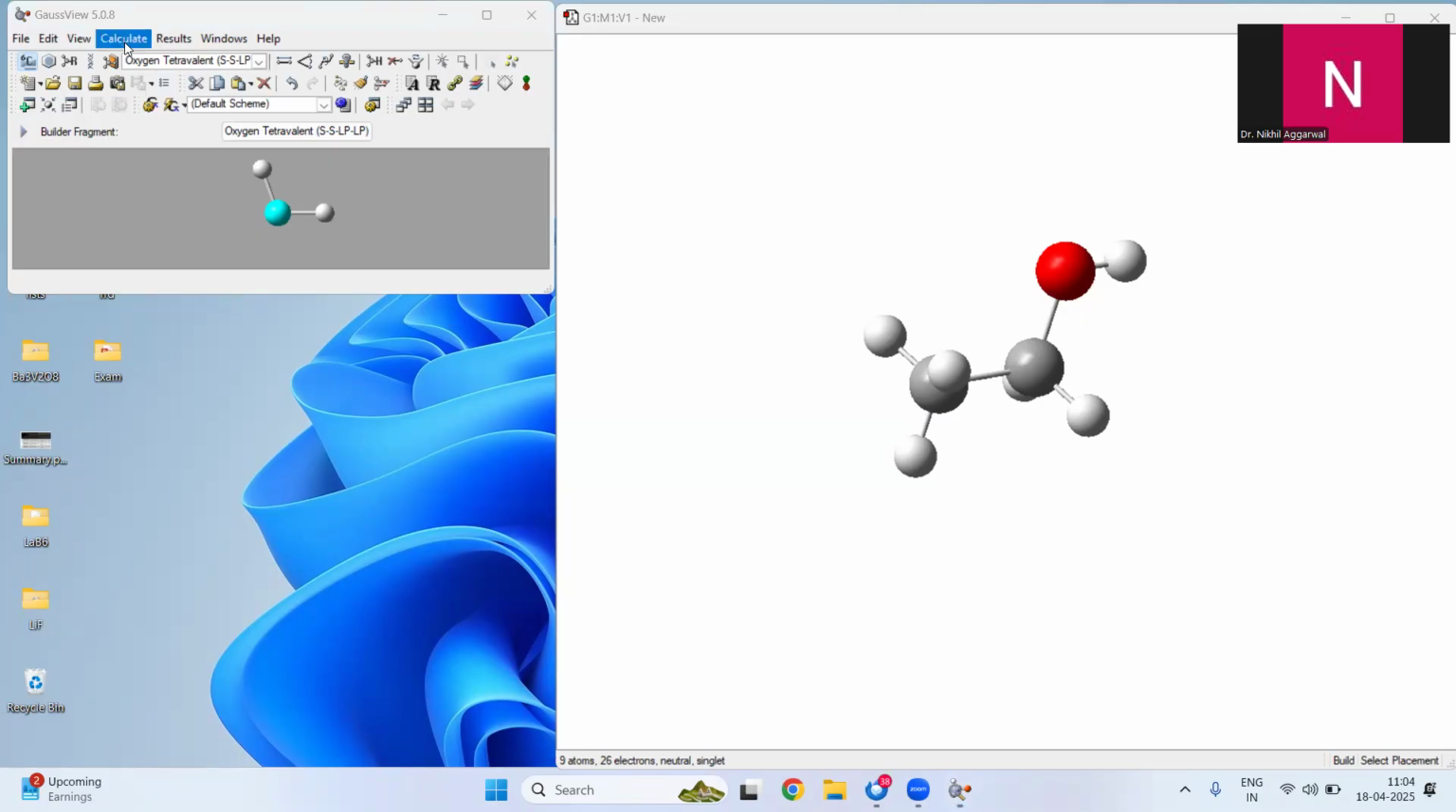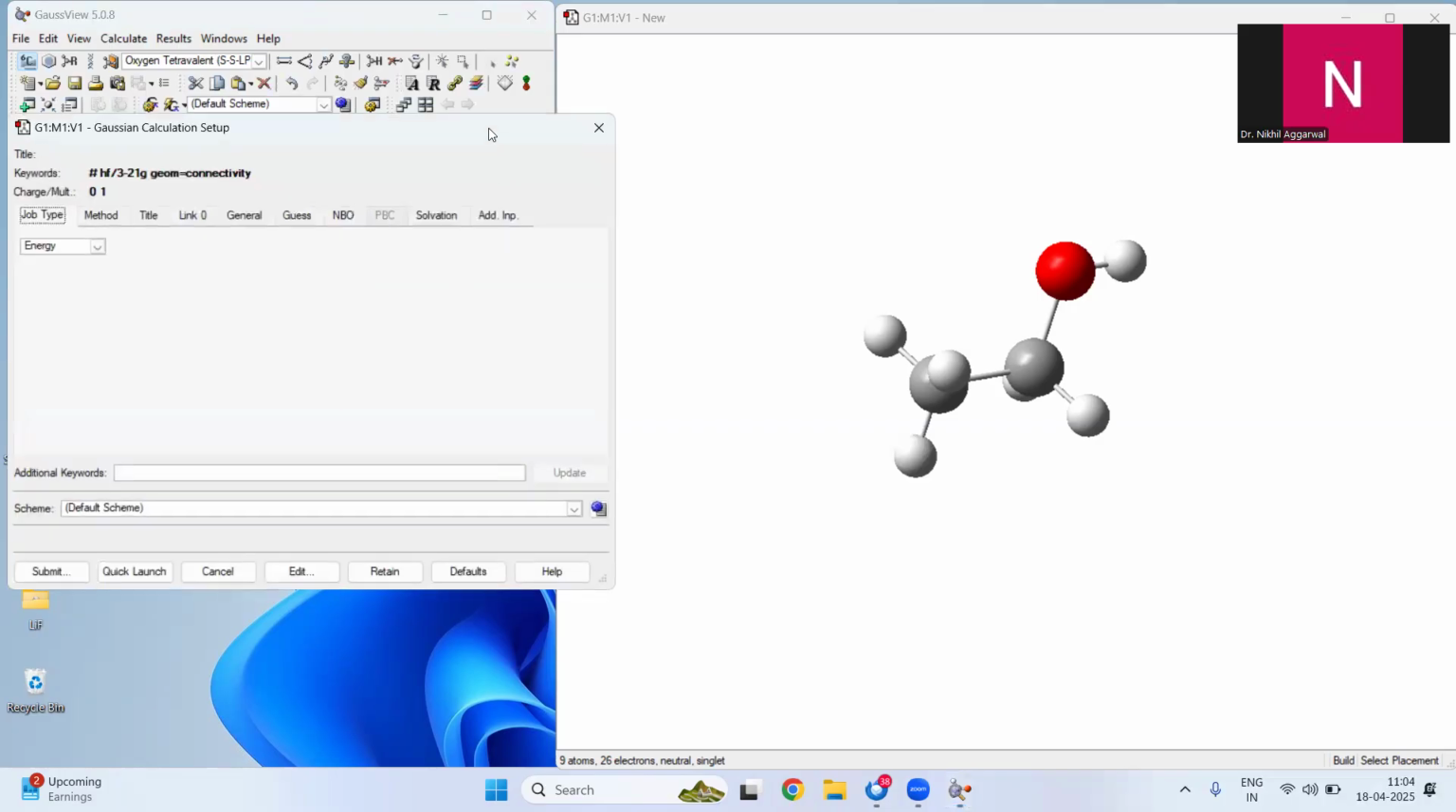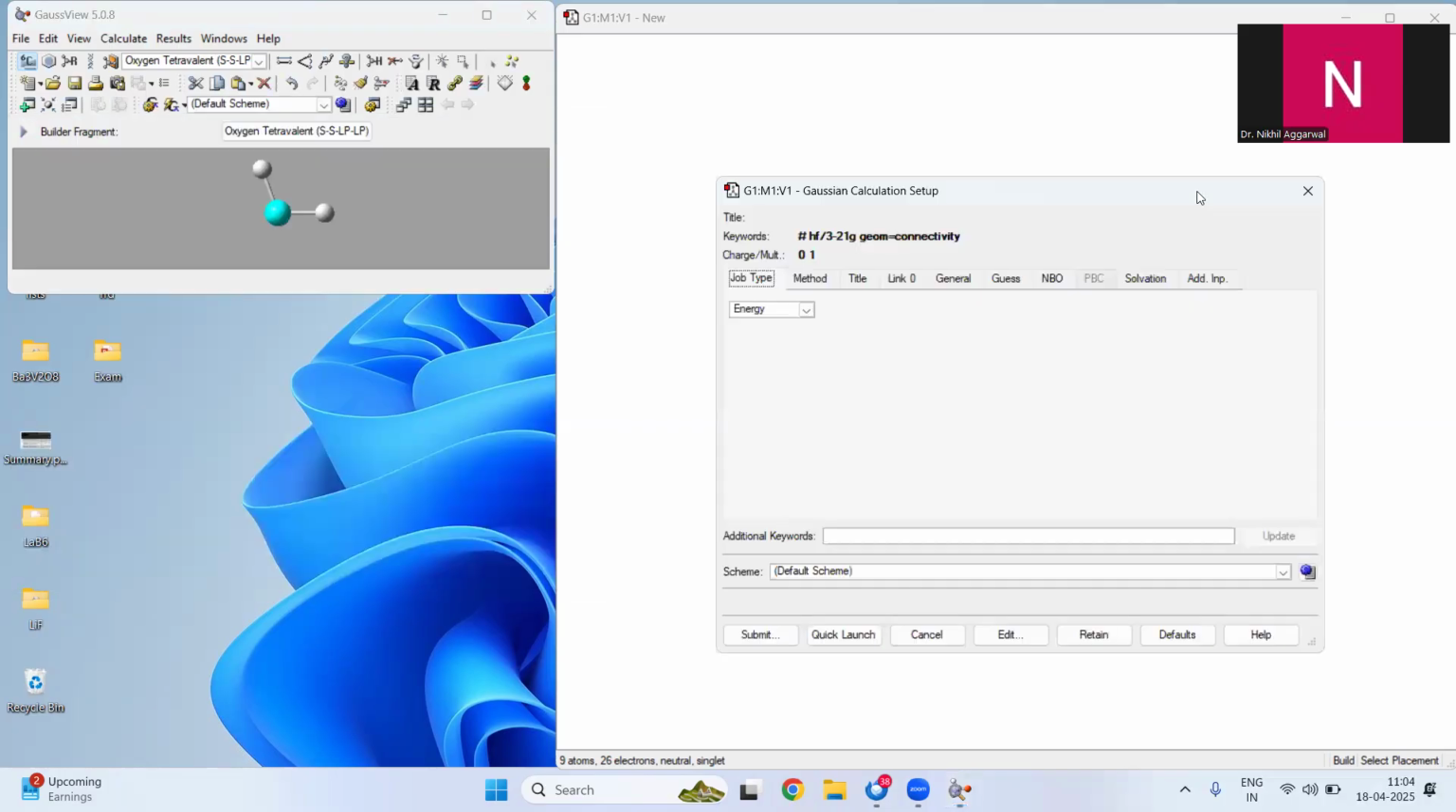To do so, click onto the Calculate tab. And under Calculate, you have an option of Gaussian Calculation Setup. Click onto it. Now, when you click onto the Gaussian Calculation Setup, a new window pops up like this. I hope all of you would have reached up to this. Now, this is a very important panel, and there is a series of options which you have to understand.